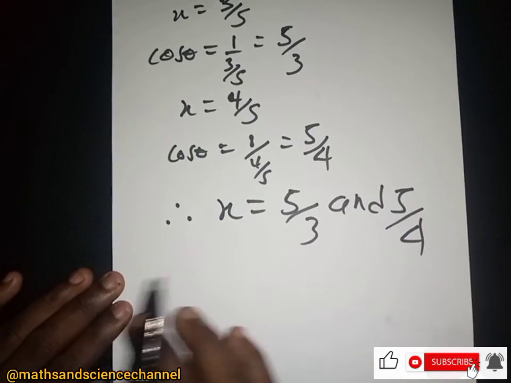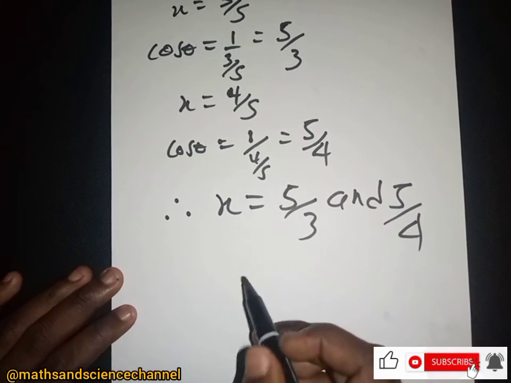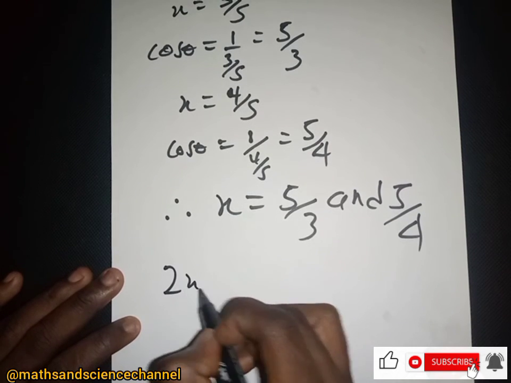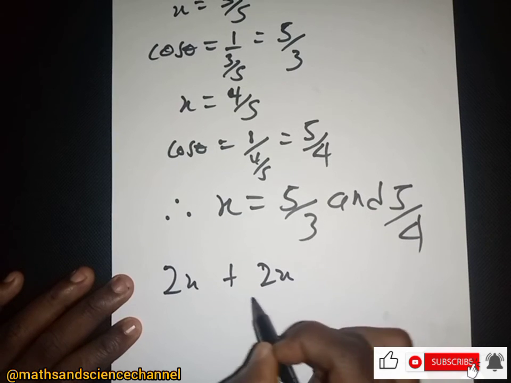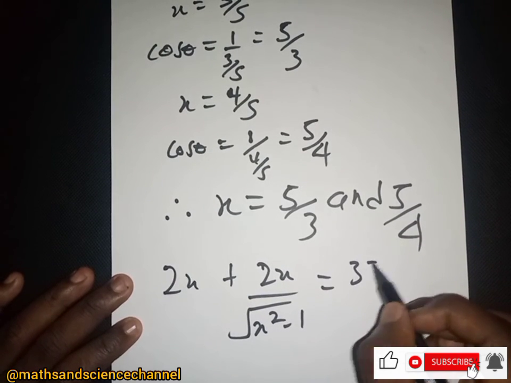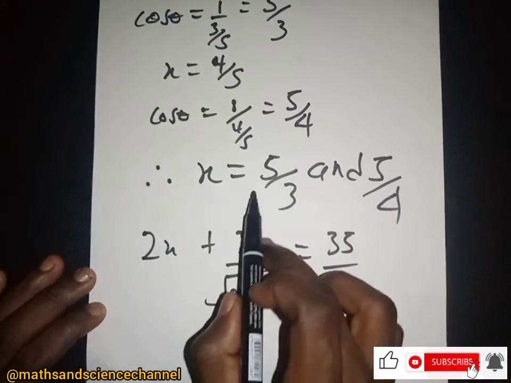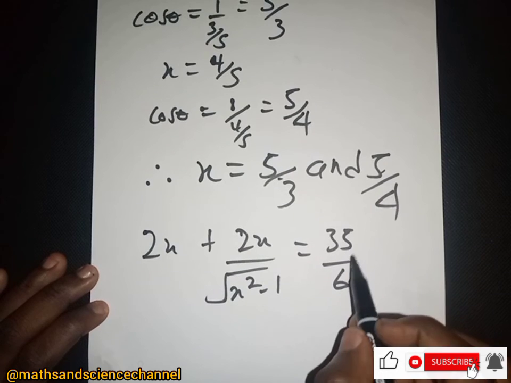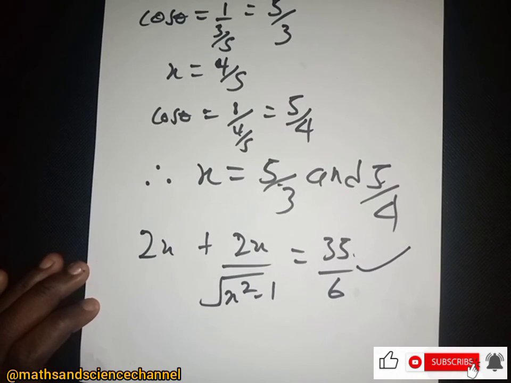Now when you substitute this into the general formula, the general formula was 2x plus 2x, then we have x squared minus 1 being equal to 35 divided by 6. When you substitute the values of x into this equation over here, you should get your 35 over 6.